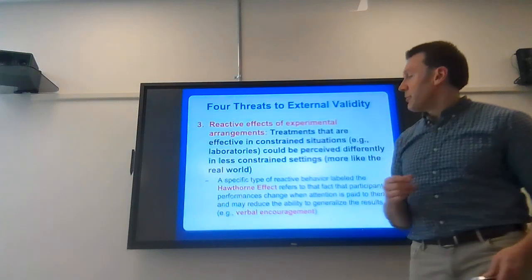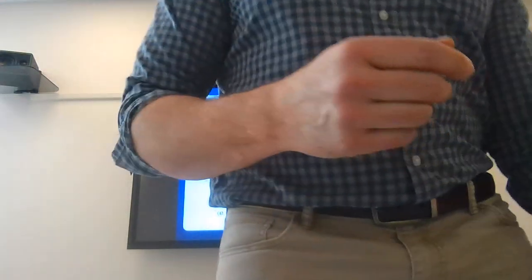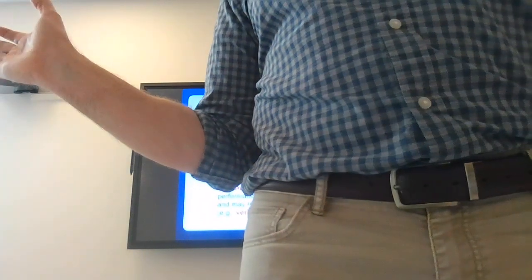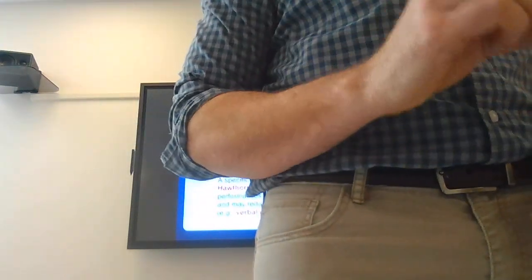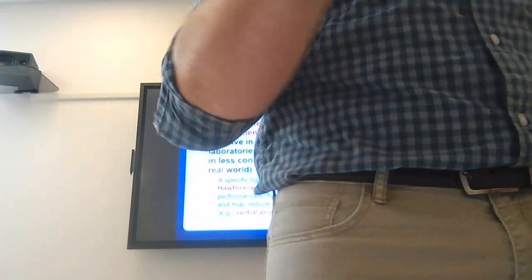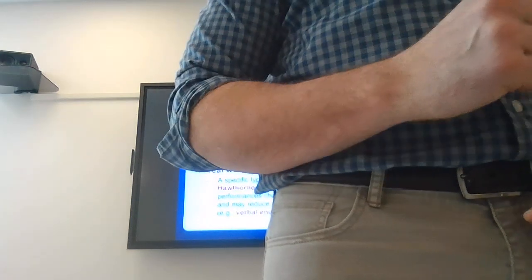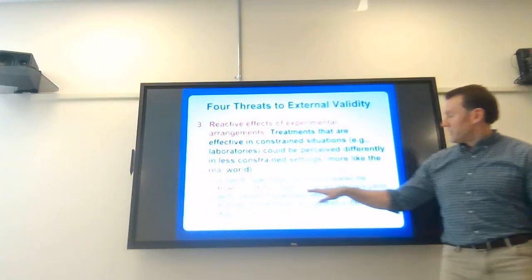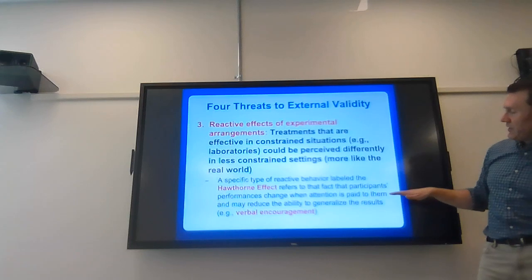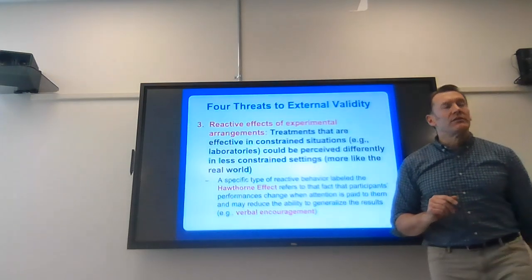Okay, the third one, reactive effects of experimental arrangements. In a real world setting, people might respond differently than in a lab setting. How many of you during your experiments are going to provide verbal encouragement? Should you provide verbal encouragement? If you're doing a study on muscle strength, can you provide consistent verbal encouragement? If it's a research study, shouldn't the verbal encouragement be consistent? How do you control for that? Okay, I'm going to say good job only 5 times. Right? That's what we call the Hawthorne effect. The Hawthorne effect refers to the fact that participants' performances change when attention is paid to them and may reduce the ability to generalize the results.